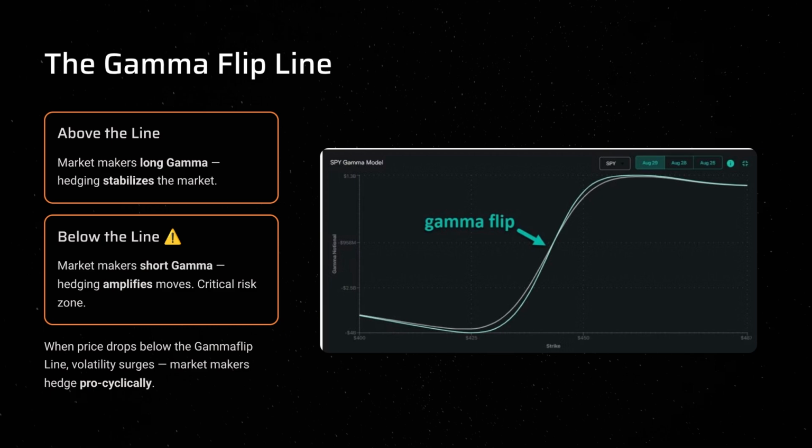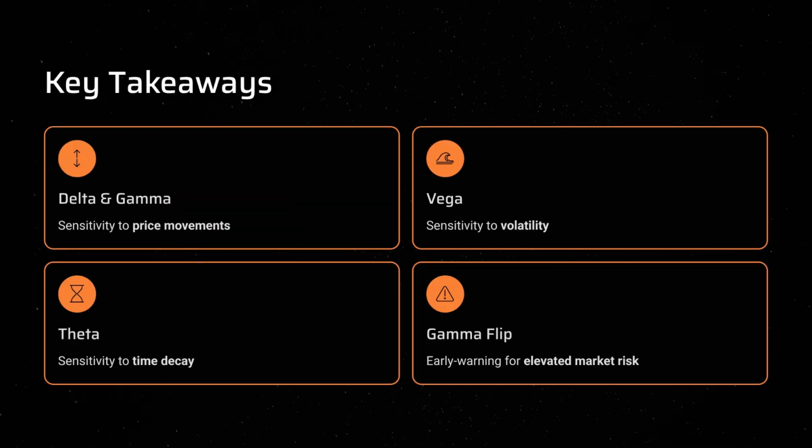In conclusion, the Greeks provide a clear picture of the main forces driving option prices. Delta and gamma show how prices react to movements in the underlying asset. Vega reflects the impact of volatility. Theta measures how time reduces an option's value. And the gamma flip line serves as an early warning signal for rising market risk and increasing volatility.